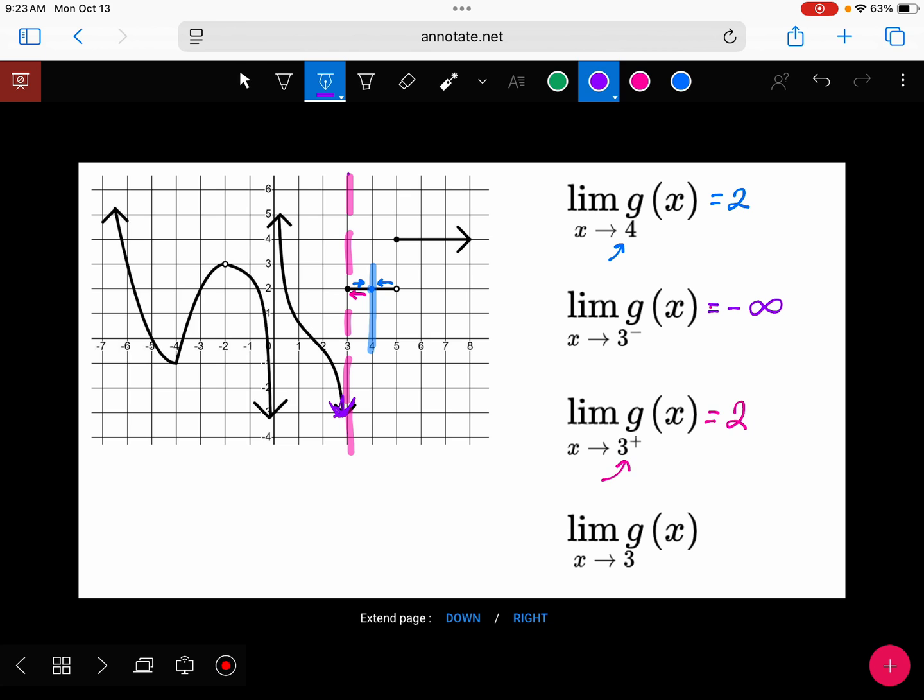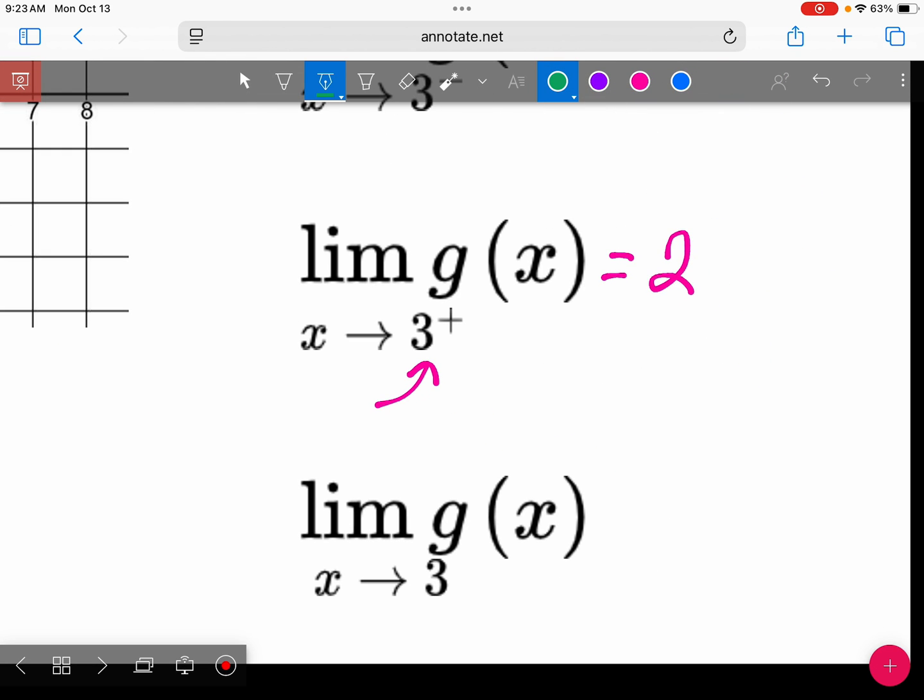So then what is our limit as we approach 3? It doesn't exist, because negative infinity is not the same thing as 2. This does not exist. And again, totally fine to put DNE. You can write out does not exist either way.